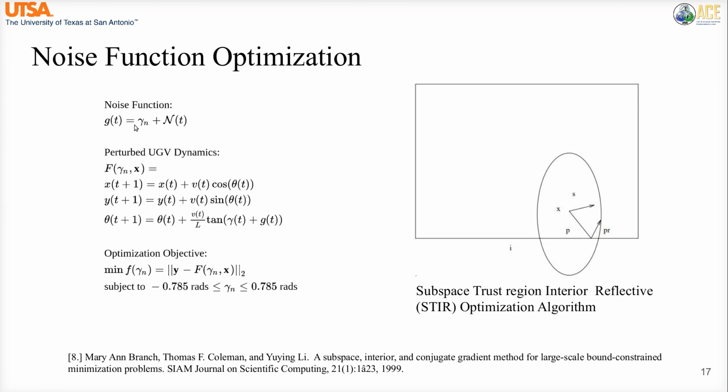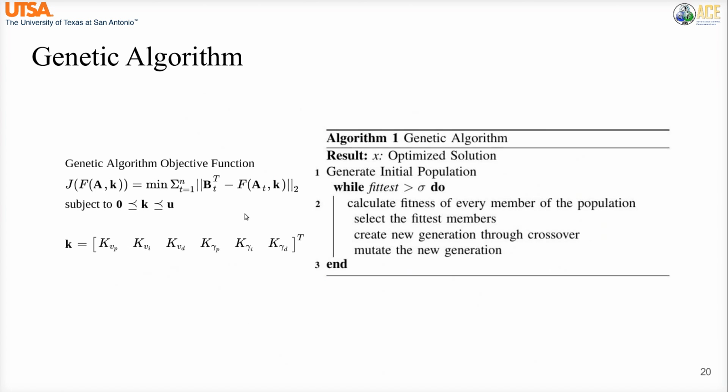So what I did was I created this noise function g(t), which is equal to gamma_n, which is just a constant steering angle, plus a white noise term. This is a Gaussian random variable with 0 mean and 0.001 variance. Basically, I adapted my bicycle model, and I add the noise function to the steering angle input at time t. What this simulates is the UGV being pulled in the direction of the dislocated suspension at every instance, so that the optimal control law will have to combat this.